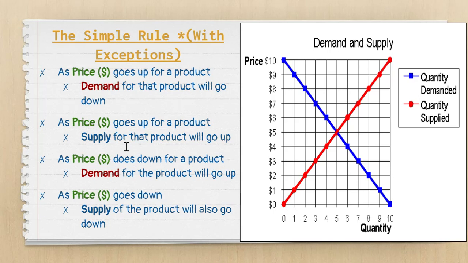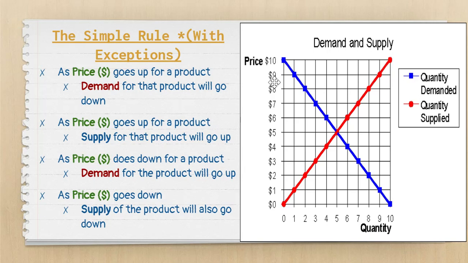Now let's say the price goes up for a product. Well, if I am a gas store owner, if I know I can charge a lot of money for my gasoline, well then my supply for the product will go up as well. So if we're looking at this graph again, let's use that $9. If I know I can charge $9 for a gallon of gasoline, well, you bet I'm going to supply more gasoline so that I can try to make more money.